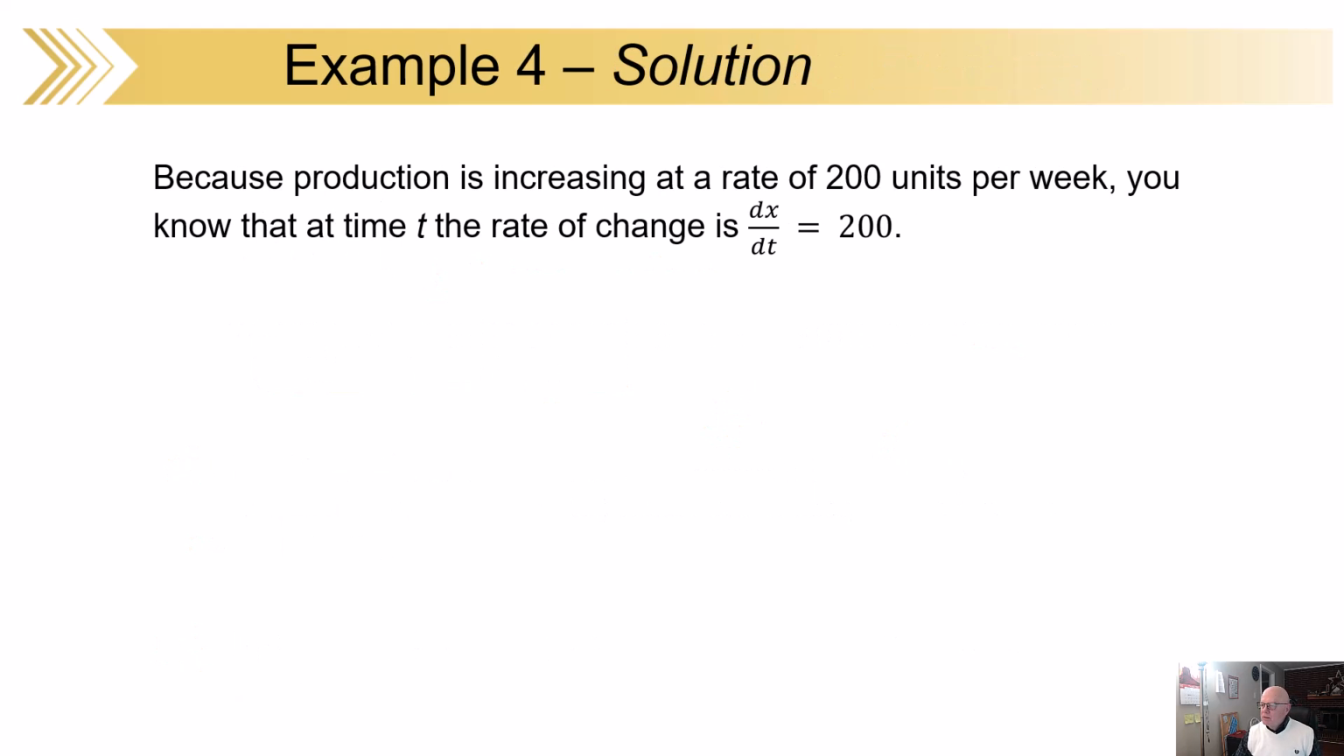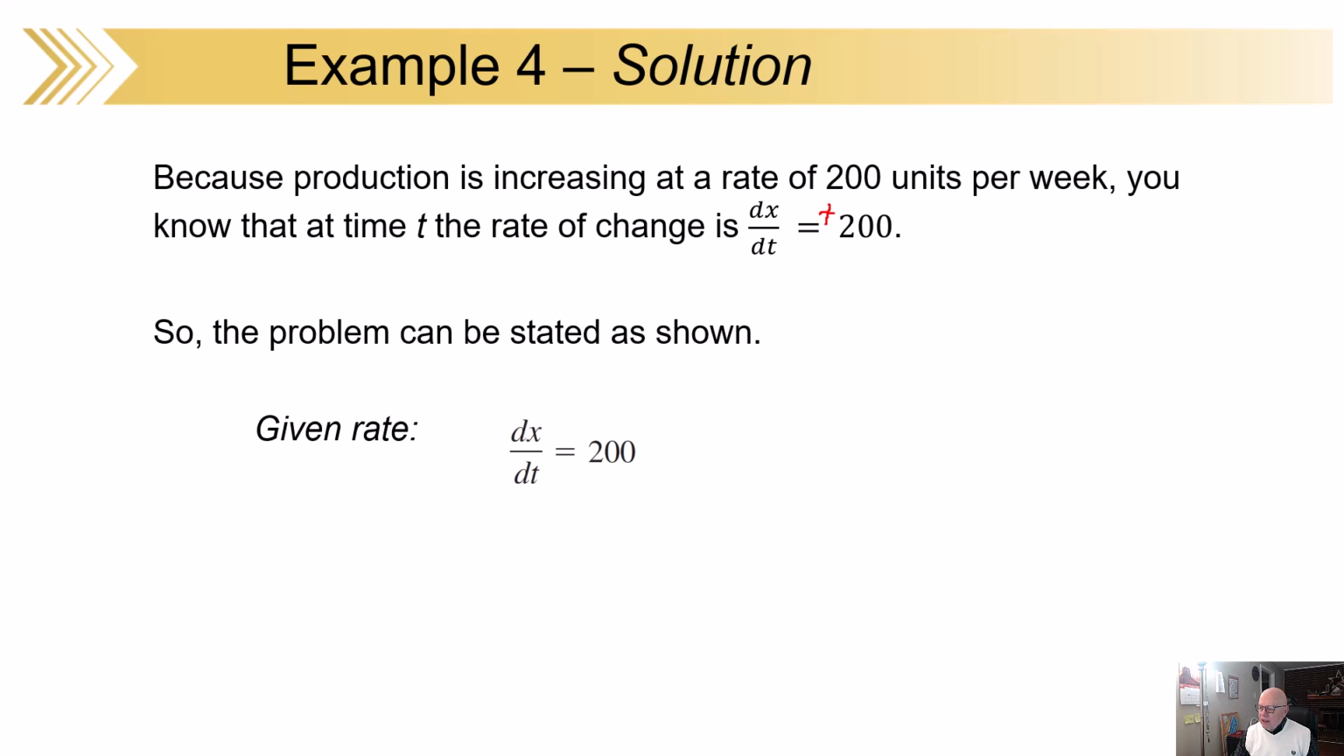So here we go. Production is increasing at 2,000 per week. So this is a positive 2,000 for dx/dt. Remember, it's with respect to t. So here's our problem. Here's our given rate. That's given in the question. Here is what we're looking for.